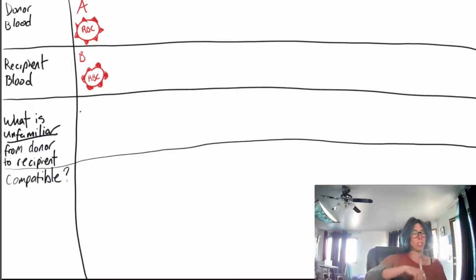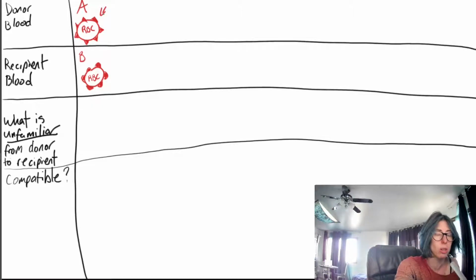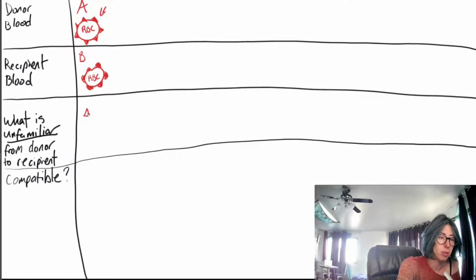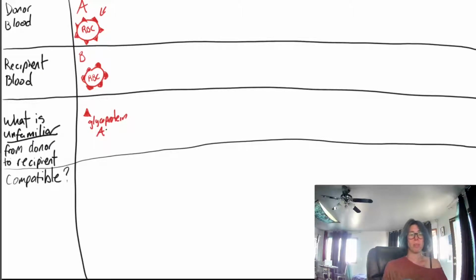So, first question, what is unfamiliar from the donor to the recipient? So the directionality here matters. It's from the donor. We're looking here. What's on the donor's blood that is unfamiliar to the recipient? Well, it's glycoprotein A, right? So there's something unfamiliar. So are they compatible? No. The only way the blood types would be compatible is if the donor was providing nothing new.